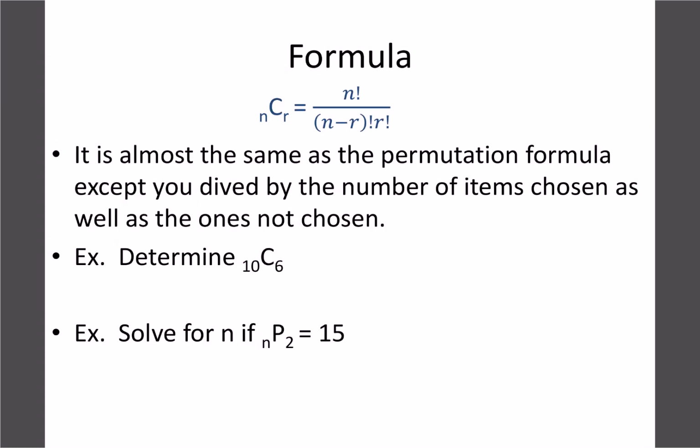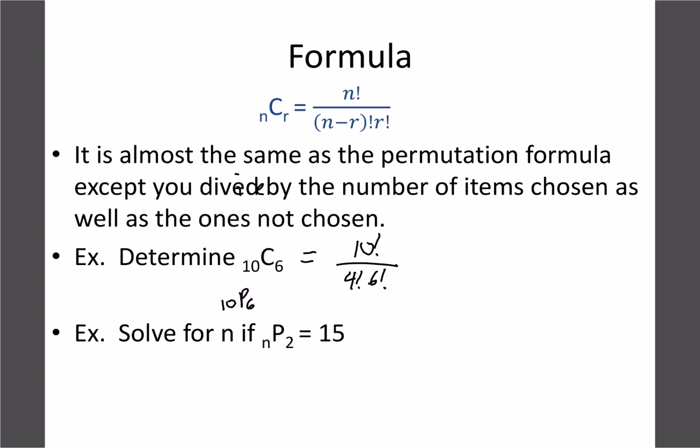On your calculator, you can type in 10C6 just the way it is, and it'll give you the answer. But let's actually expand this out using the formula. That'd be 10 factorial on top, then 10 minus 6, which is 4 factorial, and also the 6 factorial. Basically, we're dividing the bottom by the number of arrangements you could make of those people.